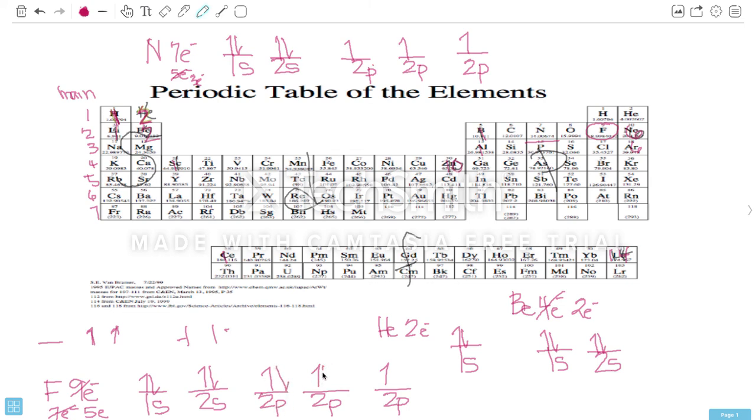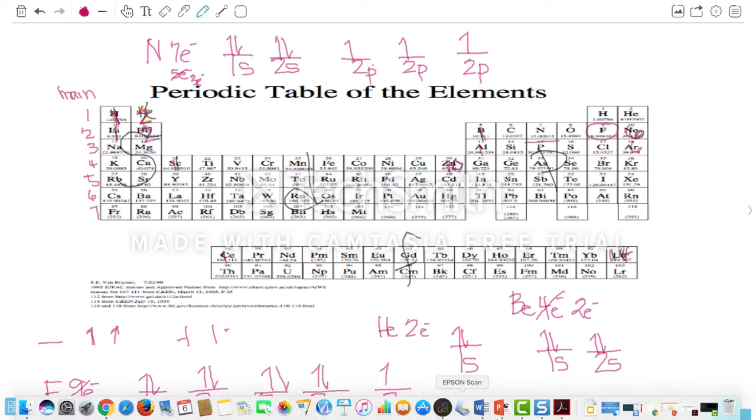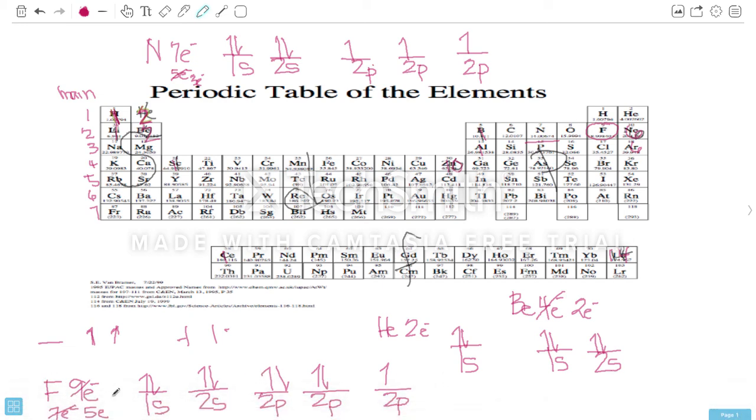4, 5. So now let's count the electrons to make sure I've drawn 9 electrons for fluorine. 2, 4, 6, 8, 9. Those are your 9 electrons for fluorine.